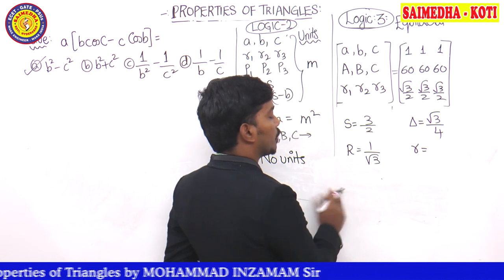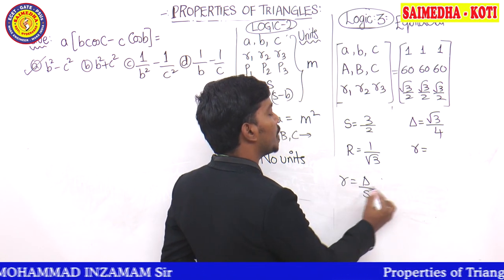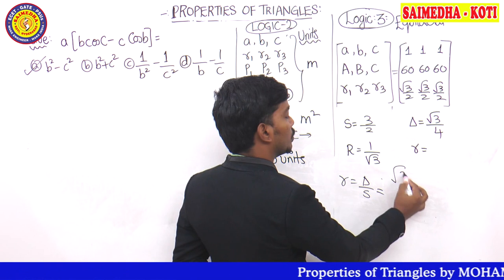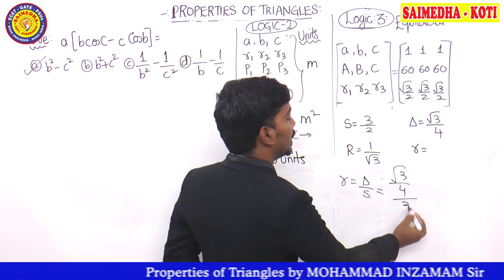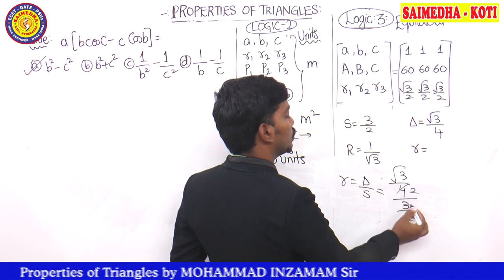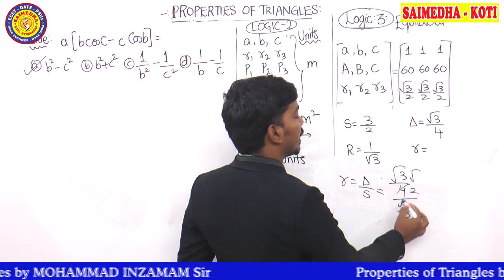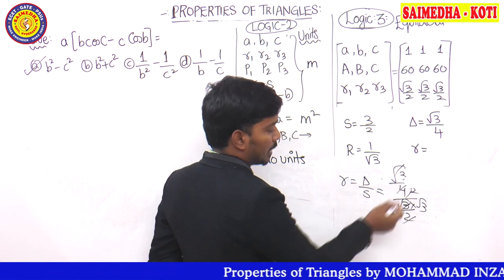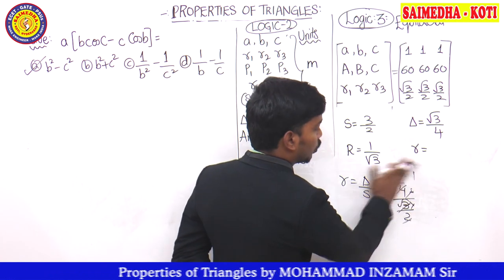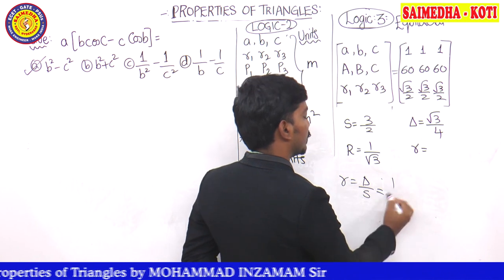Last one is small r. What is the small r formula? Small r is delta divided by S. What is the delta value? Root 3 by 4. What is the S value? S value is 3 divided by 2. 2 ones are 2, 2 twos are 4, and 3 can be written as root 3 into root 3. So 1 root 3 gets cancelled. What is the answer going to become? 1 by 2 root 3 is going to become your answer, guys.